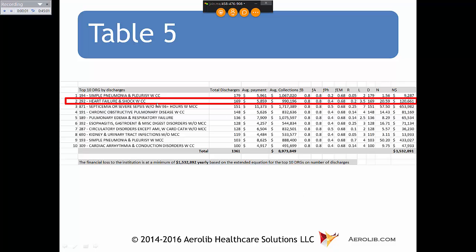Now we validated it for COPD and then extrapolated it for heart failure. So for this 250 bed hospital, they had roughly 169 discharges of heart failure with comorbid conditions. Average payment was about $5,800, and the savings were about $120,000 with proper documentation for just heart failure with CC. So the DRG of 292.